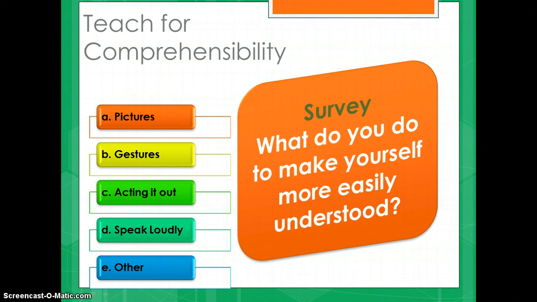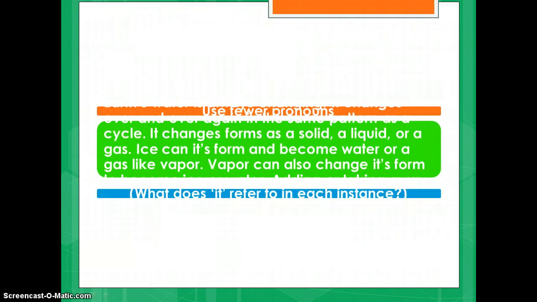We have other ways, like looking at the way we use the language with our students. So for that reason, I want you to see, for example, that using fewer pronouns is important. And when you do use them, make sure that the pronouns have a direct or explicit reference.